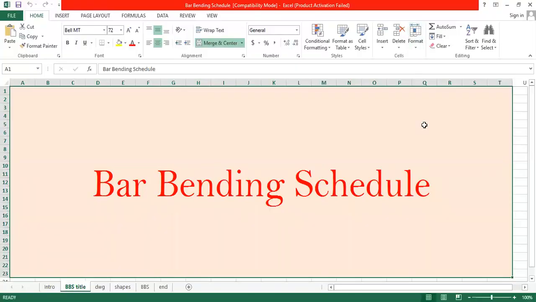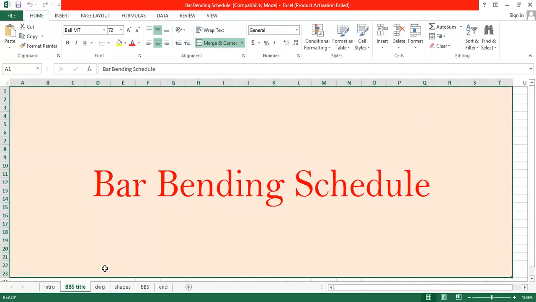Guys, today I will discuss bar bending schedule with you. Now, what is bar bending schedule? Bar bending schedule gives us an idea about the different shapes of steel bars and the quantity required for a particular item of civil work like foundation, RCC foundation, RCC beam, RCC column, or RCC slab.